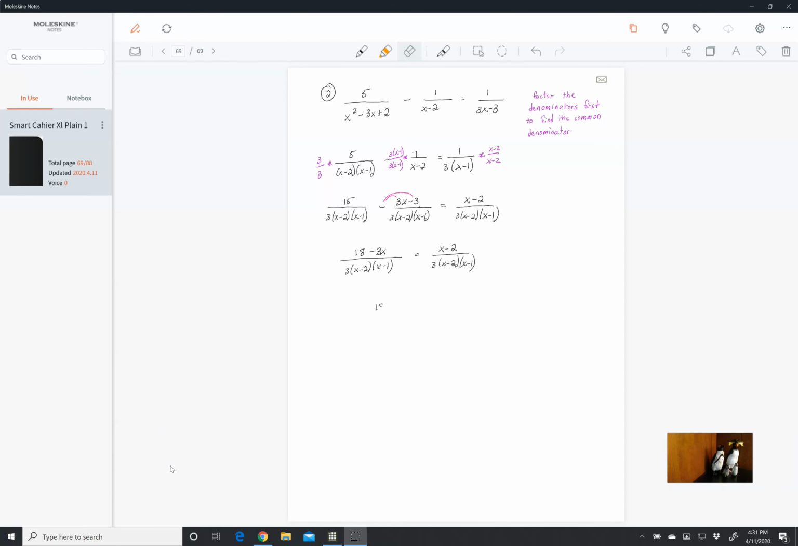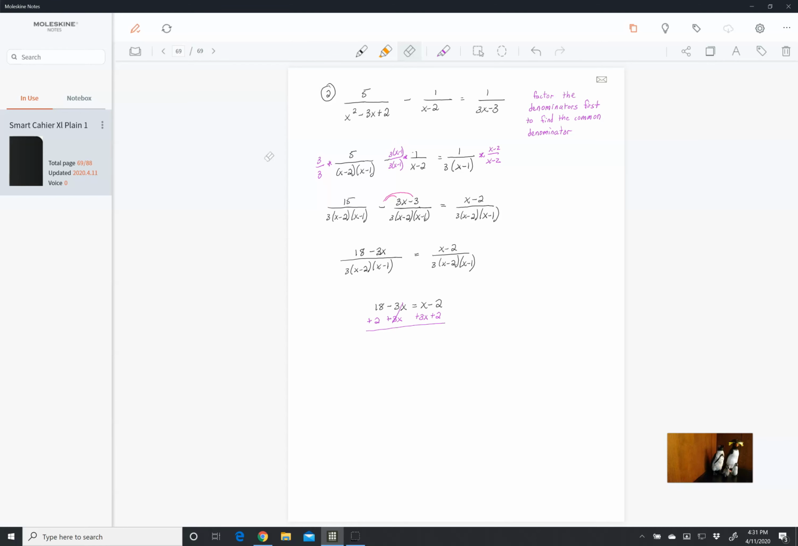So now we have 18 minus 3x is equal to x minus 2. Okay. So we ignored the denominators, and now we're up to the point where we can solve. Okay, so this is a linear equation. We're going to get all of the x's over to one side, all of the numbers over to the other side, the constants. So that means that we're going to add 3x to both sides just to keep the x positive, but it doesn't matter. Add 2 to both sides.